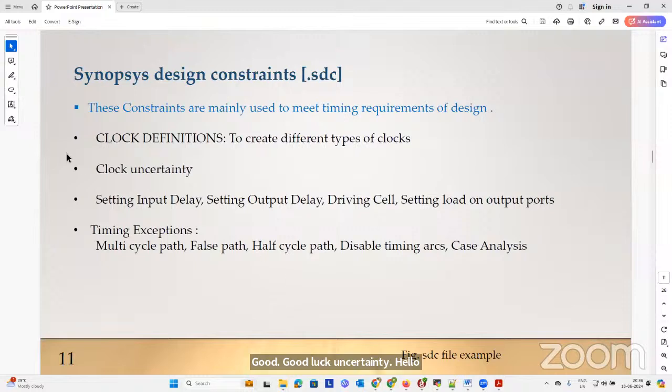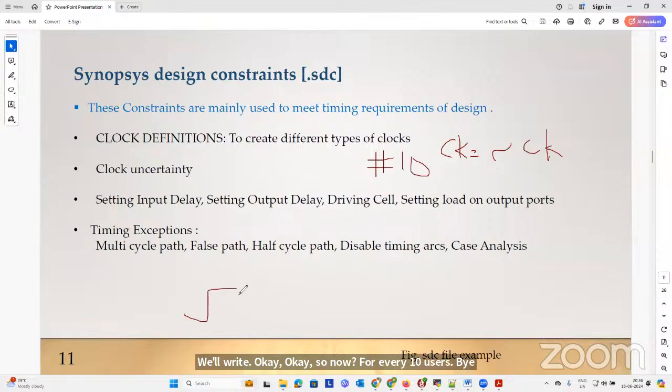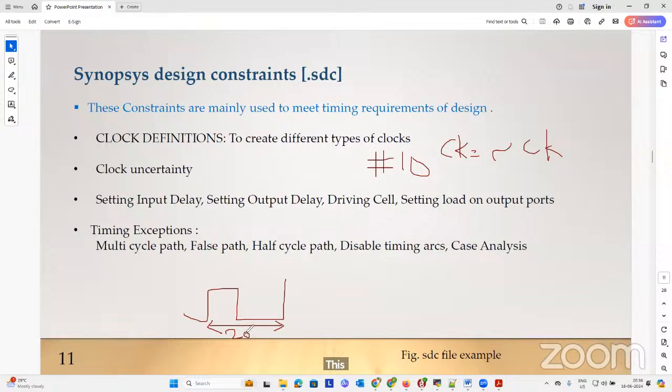Clock uncertainty. First, clock definition, you know. In Verilog we write clock equals negation of clock for every 10 units of time, so the full cycle of the clock is 20 units. The clock uncertainty means the data came before the rise edge or after the rise edge. This window is called clock uncertainty.